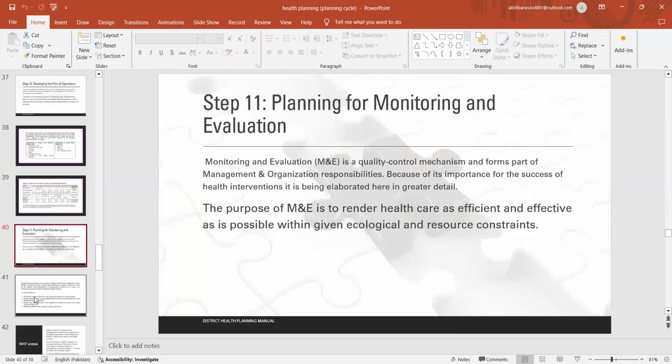Step 11, planning for the monitoring and evaluation. Monitoring and evaluation is a quality control mechanism and forms part of the management organization responsibilities. Because of its importance for the success of health intervention, it is being elaborated here in greater detail. The purpose of monitoring and evaluation is to render healthcare as efficient and effective as is possible within the given ecological and resource constraints.